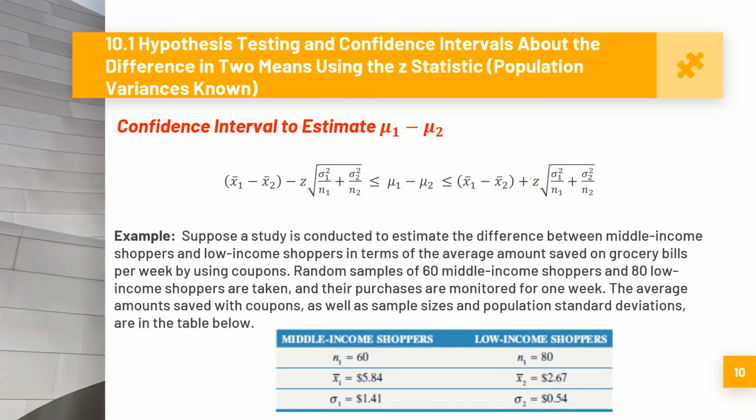So to illustrate, suppose a study is conducted to estimate the difference between middle-income shoppers and low-income shoppers in terms of the average amount saved on grocery bills per week by using coupons. Random samples of 60 middle-income shoppers and 80 low-income shoppers are taken, and their purchases are monitored for 1 week. The average amounts saved with coupons, as well as sample sizes and standard deviations, are in the table below.